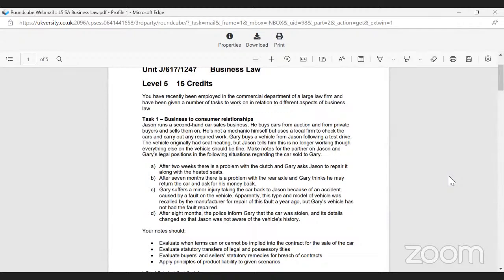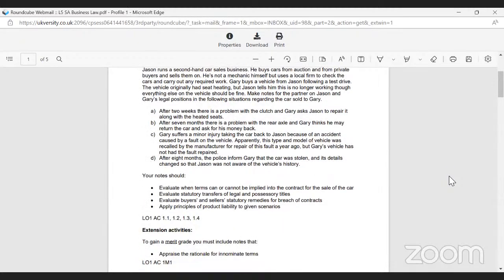Gary suffers a minor injury taking the car back to Jason because of an accident caused by a fault on the vehicle. Apparently, this type and model of vehicle has been recalled by the manufacturer for repair of this fault a year ago, but Gary's vehicle has not had the fault repaired. After 8 months, the police informed Gary that the car was stolen and its details changed so that Jason was not aware of the vehicle's history.